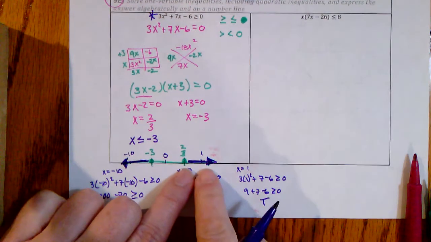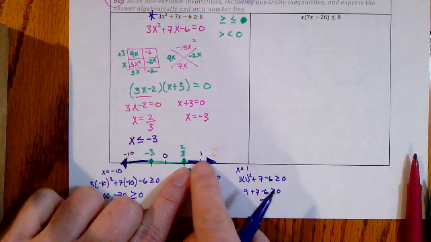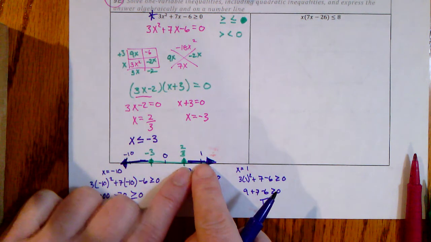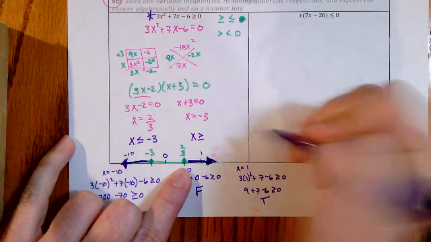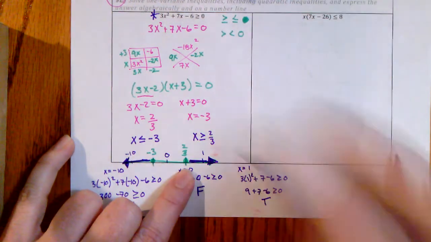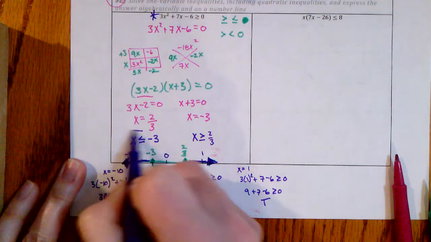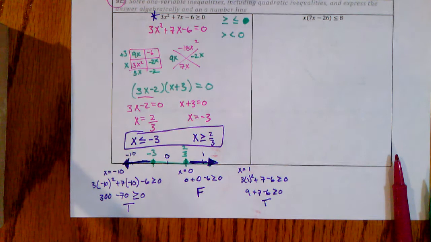How do I write an expression for this side? Well, all of my x's are greater than or equal to negative 2. Or did I say negative 2? I meant 2/3. 2/3. So it could look something like that.